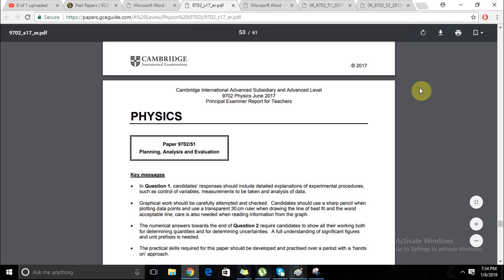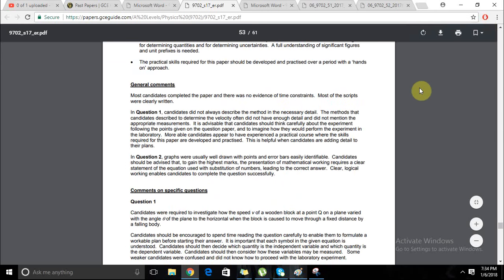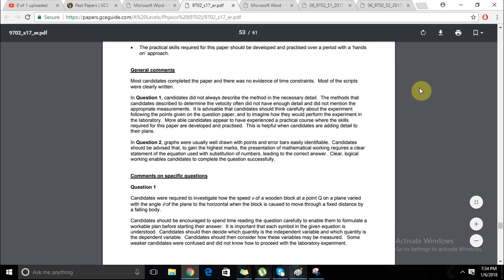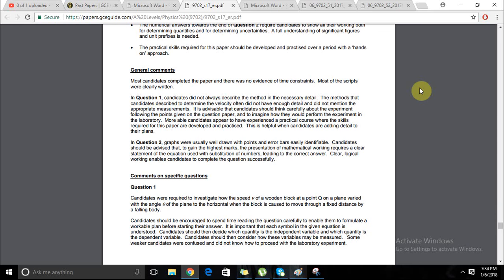Right. And it's a good idea to always read the examiner report. Really good idea. So most candidates complete the paper, no evidence of time constraint. Let's keep it that way. Most of the scripts were clearly written, yay.